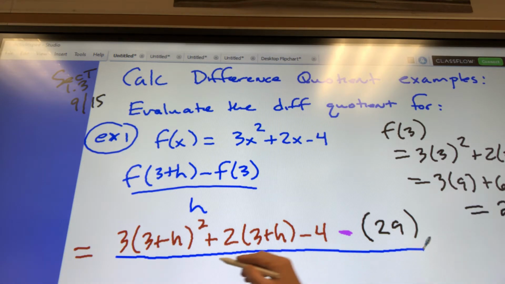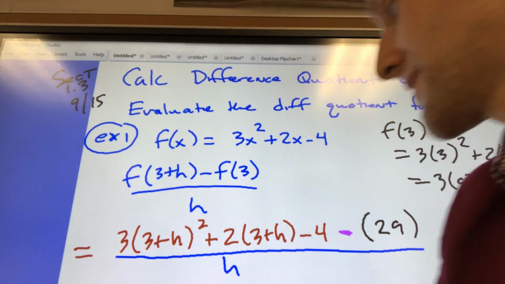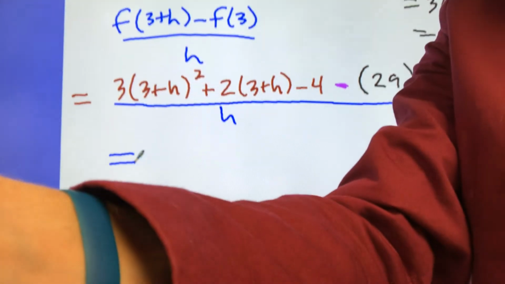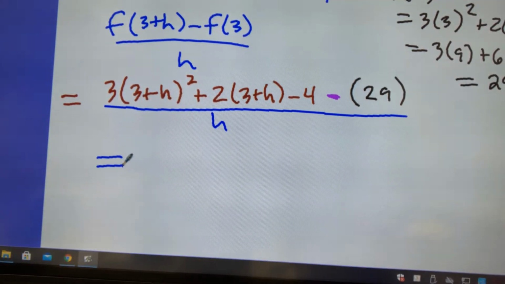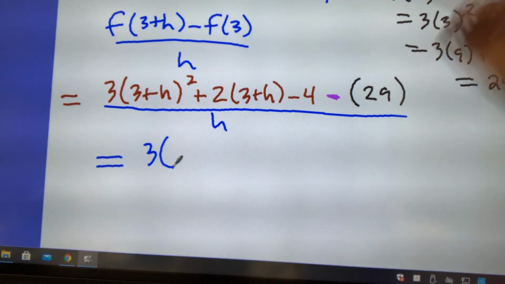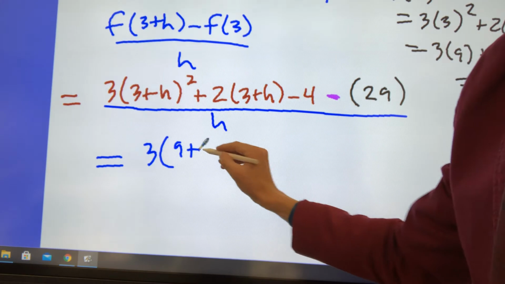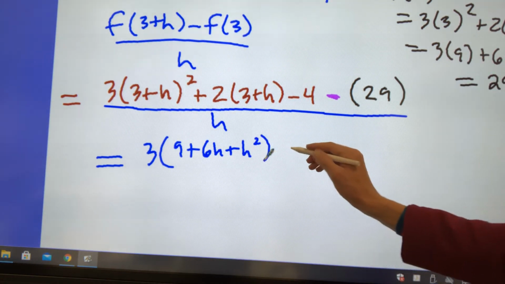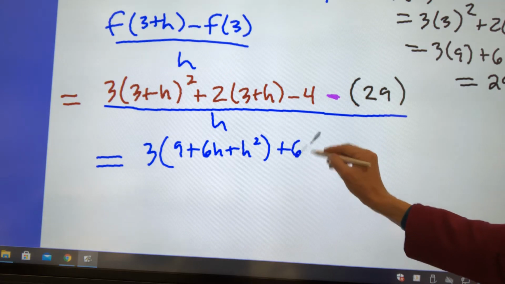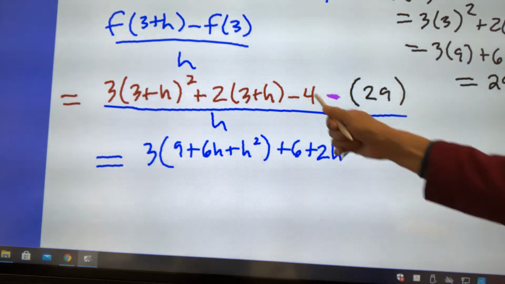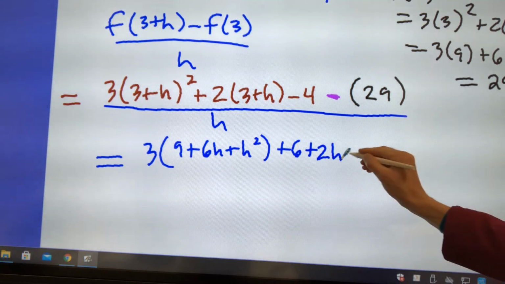Now it's cleanup time. This is something we're going to talk about for a while, so make sure you have that down. I need to move down a little bit. All right, you have 3. Too many students are distributing the 3 and then squaring it. No. FOIL, the inner product 3h doubled plus h squared plus 6 plus 2h minus 4 minus 29 is a minus 33.